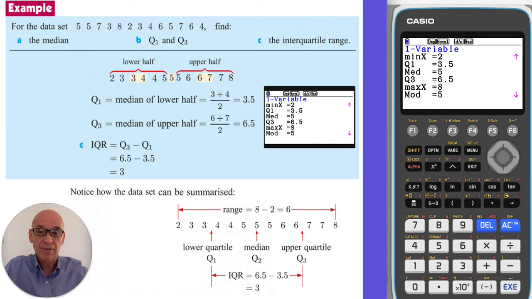So moving on to the calculations, part C for the interquartile range. The interquartile range is upper quartile minus the lower quartile. So that's 6.5 take away 3.5, leaving us with an interquartile range of 3.